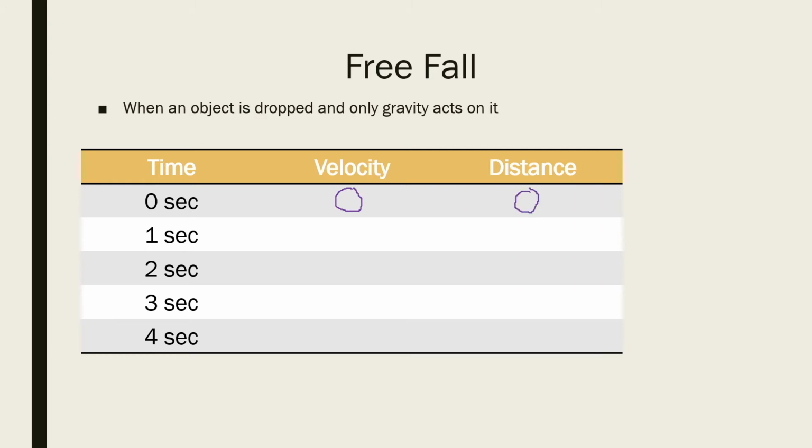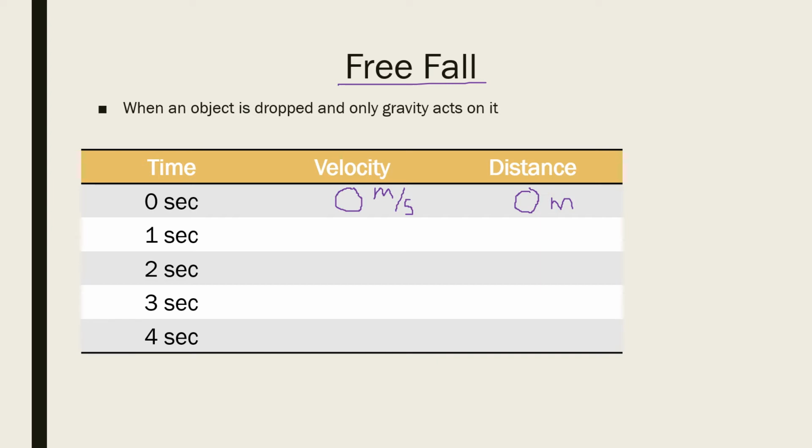So if it's in a free fall, and I can't stress this enough, before you let go of the object, it's not moving and it hasn't gone anywhere. It always starts with a double zero at the top of a chart. All free falls will always start with a double zero at the top of the chart.